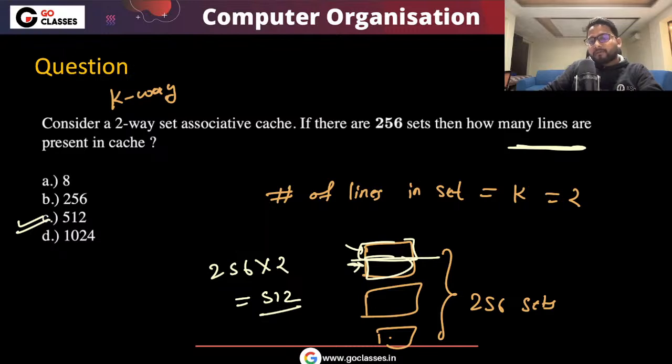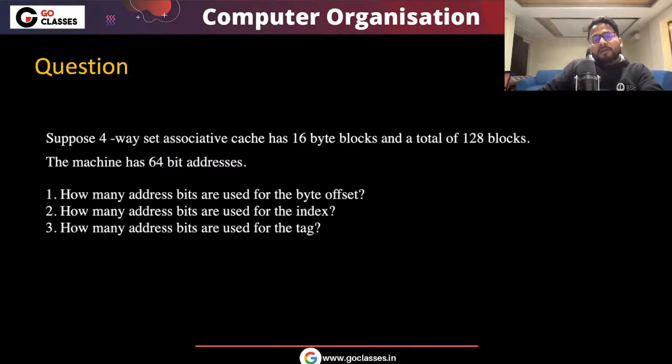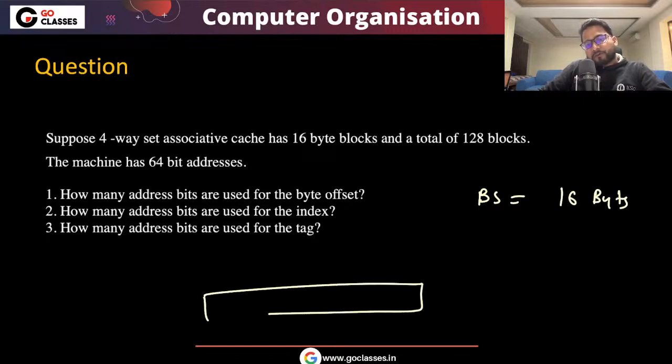Is this okay to everyone? Okay. Now let's solve this question. They are saying a 4-way set associative cache with 16 byte blocks. So the block size is given as 16 bytes, which means the block offset will be 4. This is your block offset. Now a total of 128 blocks.